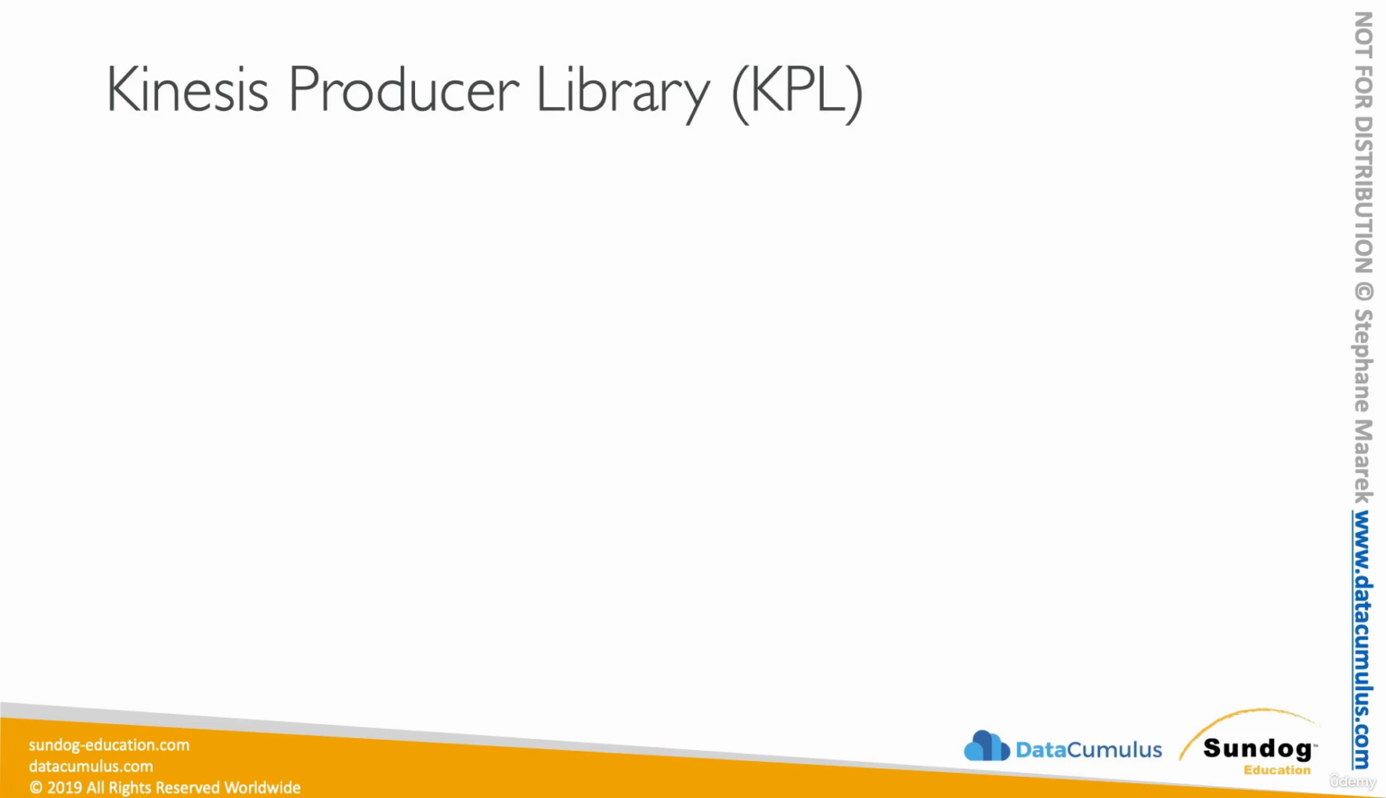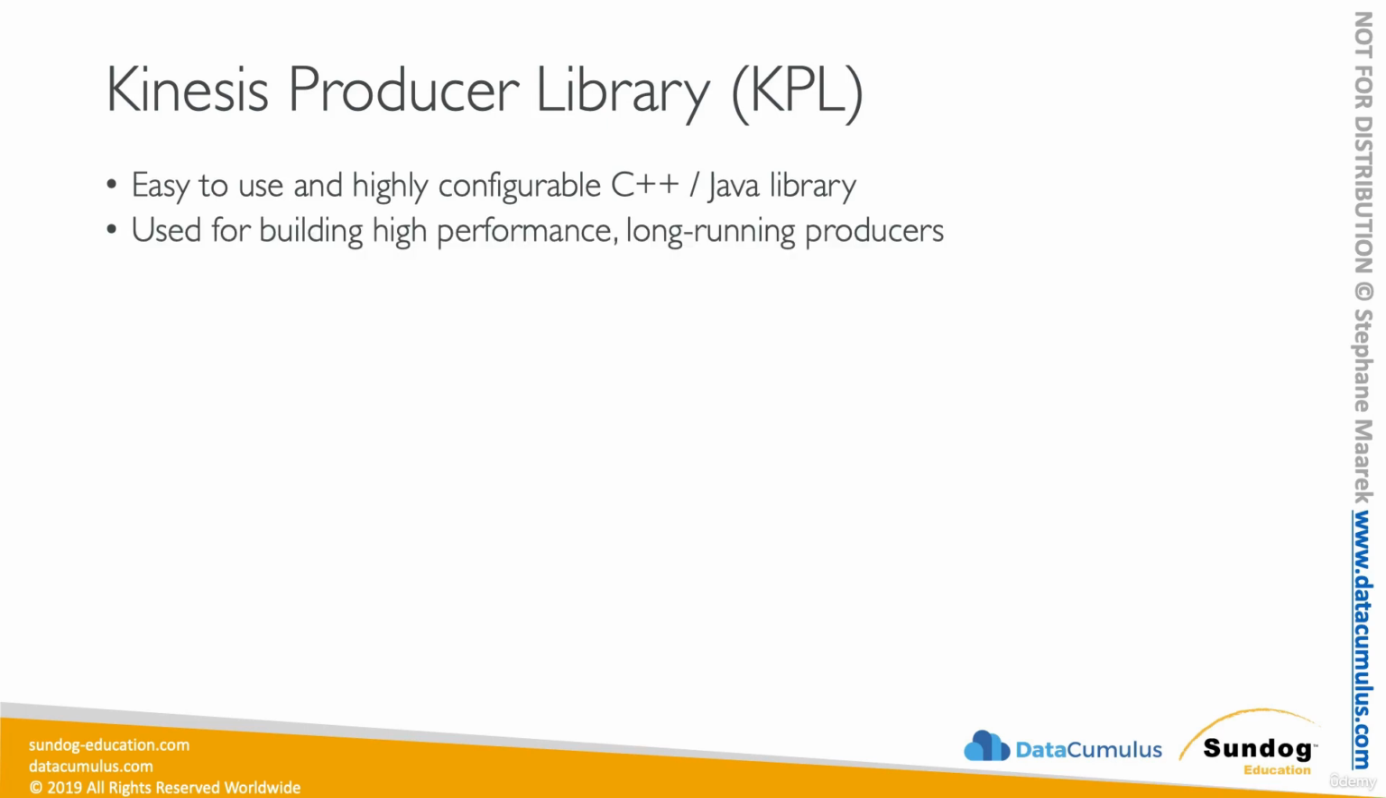So now let's talk about the Kinesis Producer Library, or KPL. You need to learn exactly how this works because this is very important going into the exam. It's an easy to use and highly configurable C++ or Java library. And from personal experience, I've seen Java being used more when you use the KPL. It's used when you want to build high performance, long running producers. And it has automation for the retry mechanism. So the exception I just described before, which we have to deal with when using the API, the Kinesis Producer Library automatically knows how to deal with.